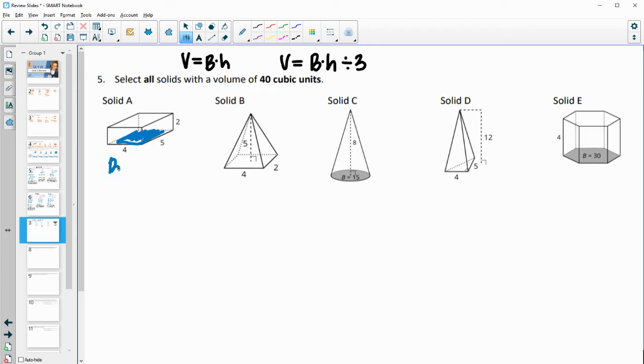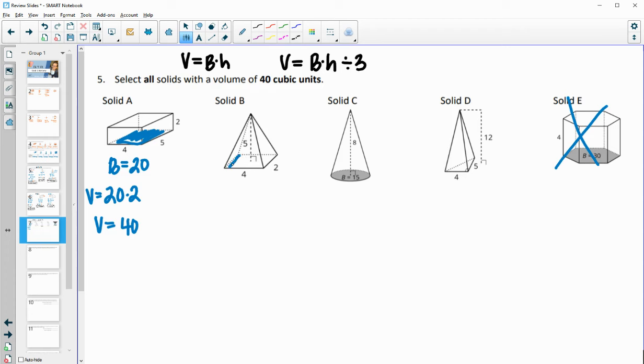So in this first one, we can see that the base is a rectangle and it's 4 by 5. So the area of our base is 20, and then our height is 2. So 20 times 2 would be our volume, area of the base times the height. So this volume is 40 units cubed. So when we look over here at solid E, the base area is 30, which is bigger, and the height is bigger. So this one is not going to be 40. That one's going to be too big.